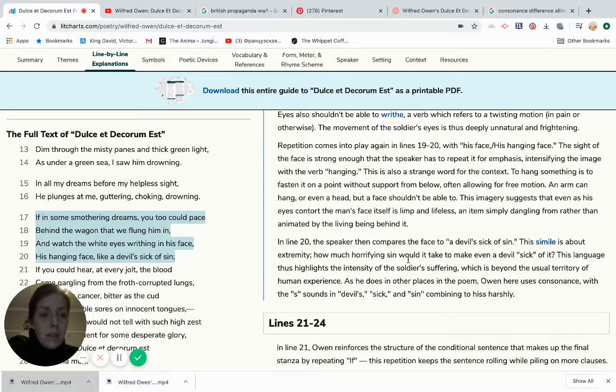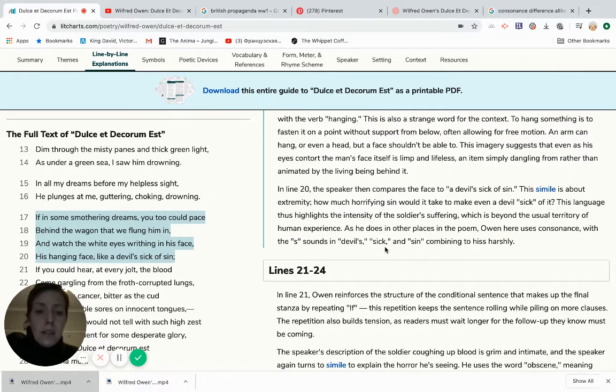To hang something is to fasten it on a point without support from below, often allowing for free motion. An arm can hang, or even a head, but a face shouldn't be able to. This imagery suggests that even as his eyes contort, the man's face itself is limp and lifeless, as if his skin is dangling from his head rather than animated by the life that was behind it.